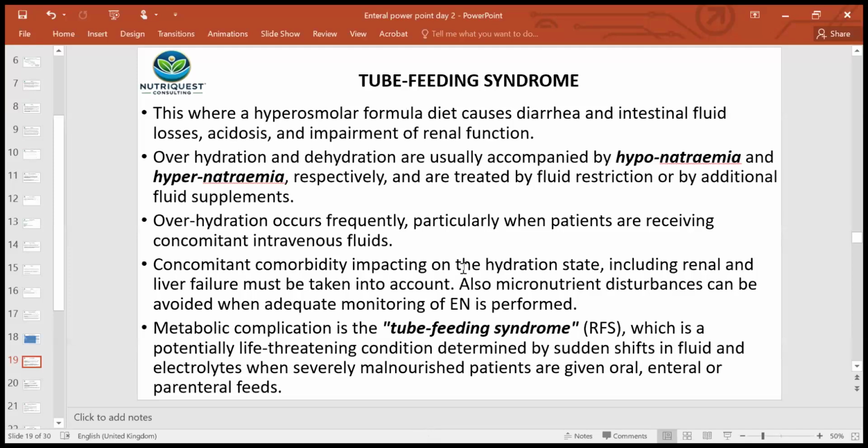Overhydration occurs frequently, particularly when patients are receiving concomitant intravenous fluids. So it is important that we calculate the fluid requirement of patients. Does anybody have an idea how to do that? The formula. Daisy, your microphone is on, so you have the pleasure of answering us. How do we calculate fluid intake?